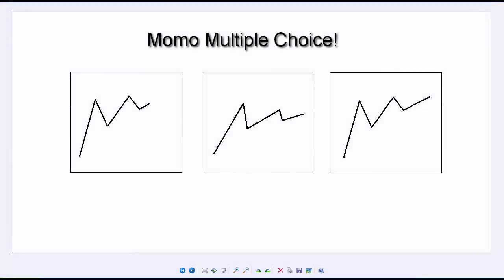Here are some examples. We have 3 examples here. 2 are incorrect, and only one of the 3 examples you see in front of you is correct. Which one is correct?